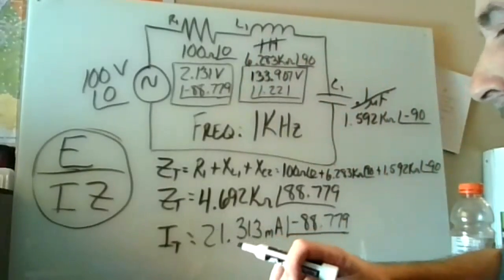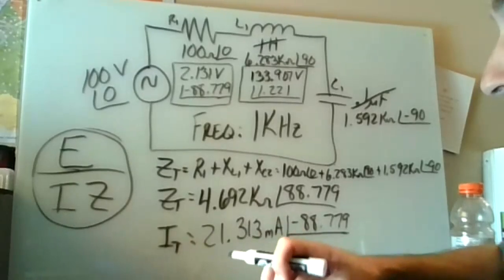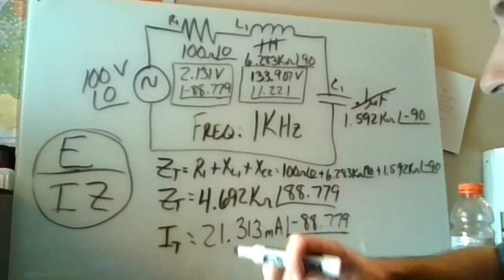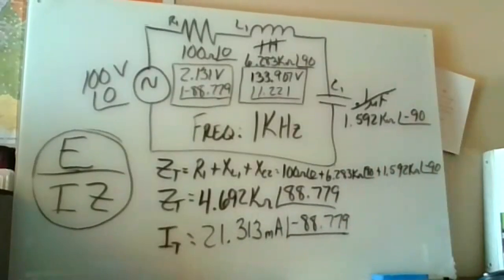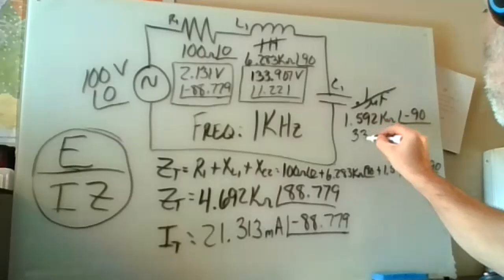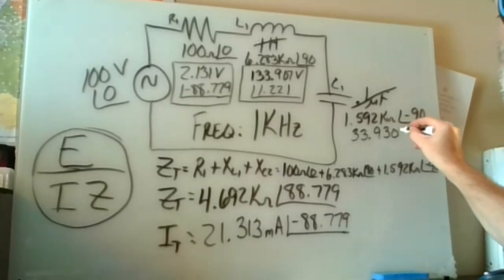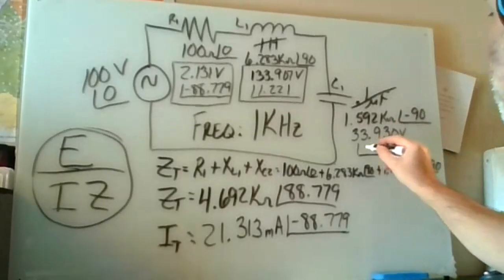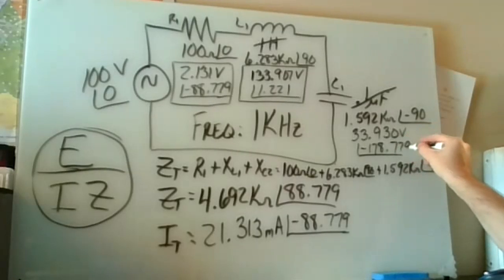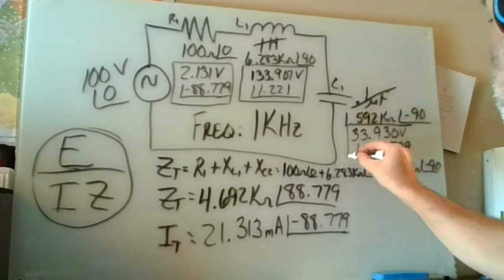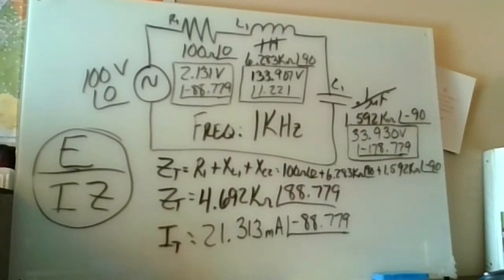I'm going to do the same thing for my capacitor. 100 angle 0 times 1.592K at an angle of negative 90 divided by alpha Z. And when I do that, I'm going to get 33.930 volts at an angle of negative 178.779. Bingo. So that's what I get for my voltage drops.